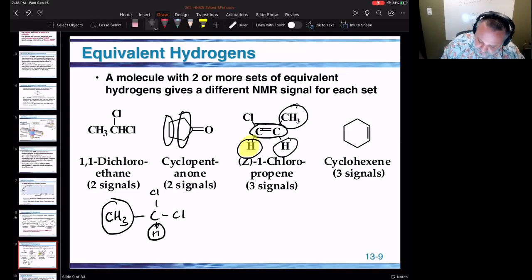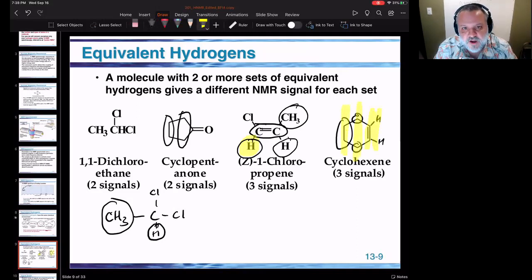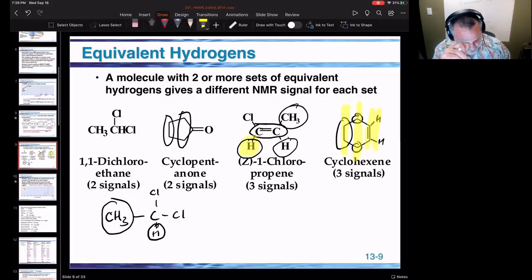Let's take a look at this guy. Hydrogens here. I've got two hydrogens in both of these locations, two in there. You see that these hydrogens are in a different chemical environment than these hydrogens, which are a different chemical environment than the hydrogens far away from the double bond. So that's three signals. So let's continue on and take a look.